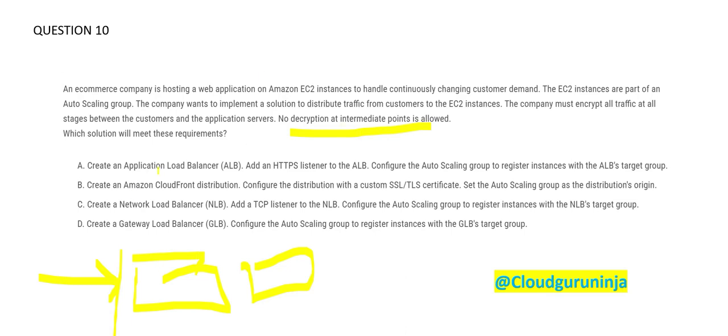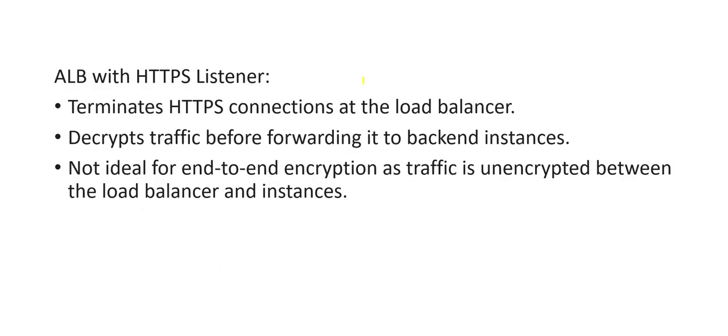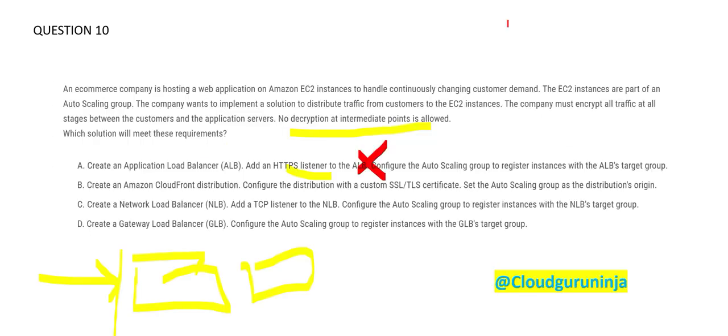So the first option says, let us create an ALB and add an HTTP listener to the ALB. The problem with HTTP listeners is it terminates the HTTPS connection at the load balancer. So it decrypts traffic before forwarding it. Our question is saying do not decrypt the traffic, but this option is saying I will decrypt the traffic. So this is not good. That is why option A is wrong.